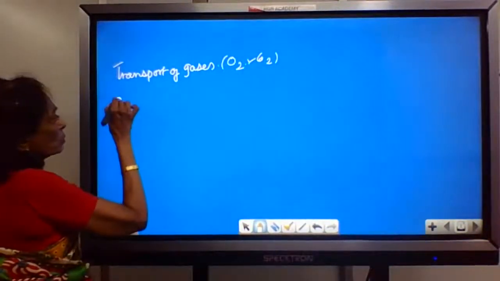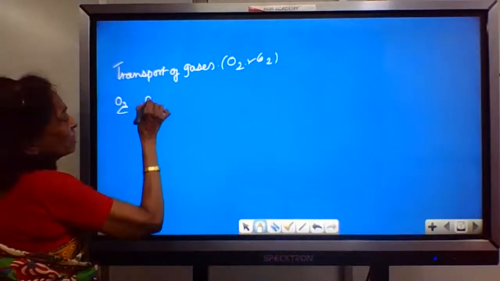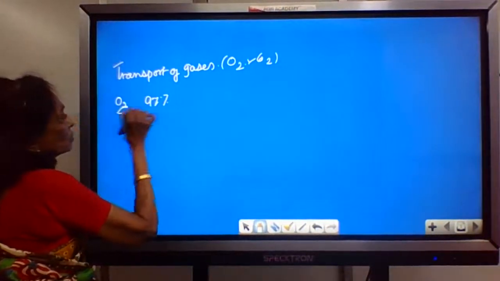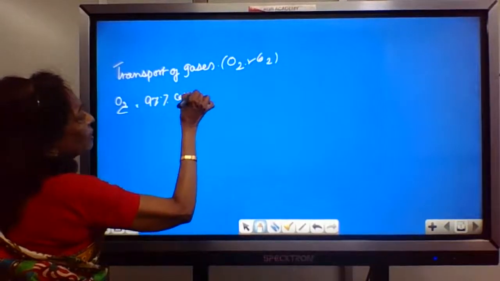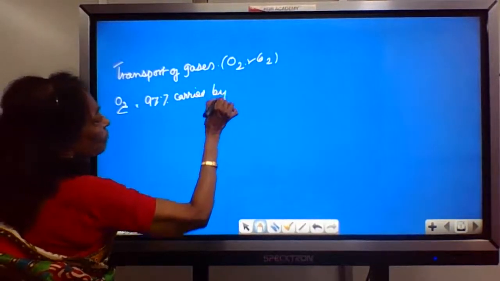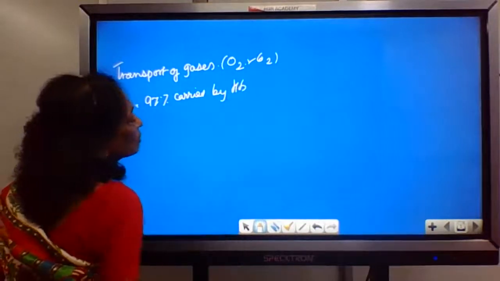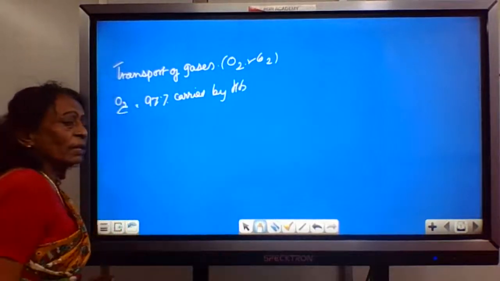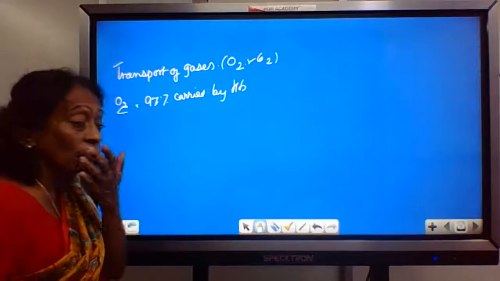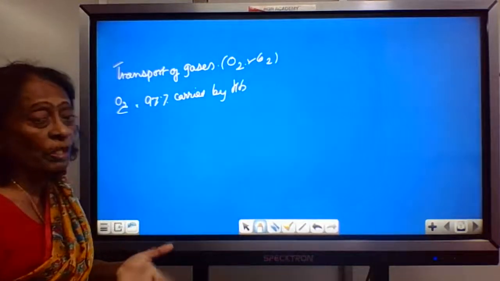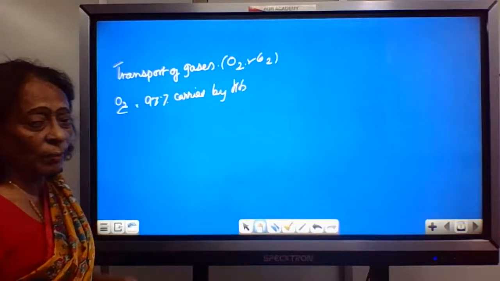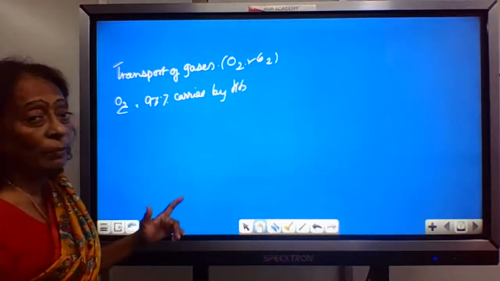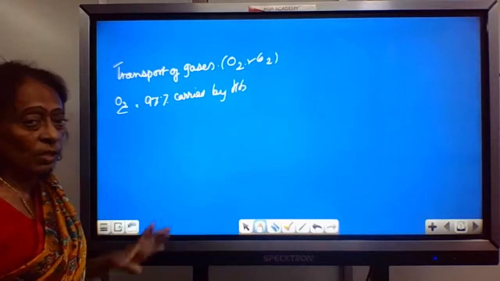Now let's take O2. 97% of O2 is carried by Hb, hemoglobin. One molecule of hemoglobin can combine with 4 atoms of oxygen. Hb4 plus O4, so Hb4O4. That is, one molecule of Hb can combine with 4 atoms of oxygen.